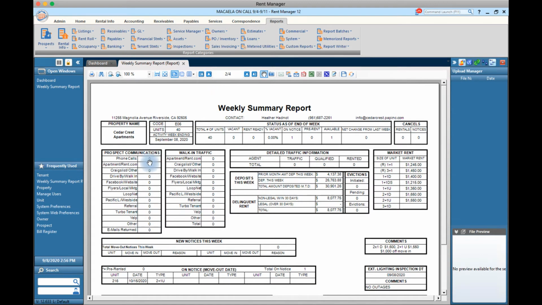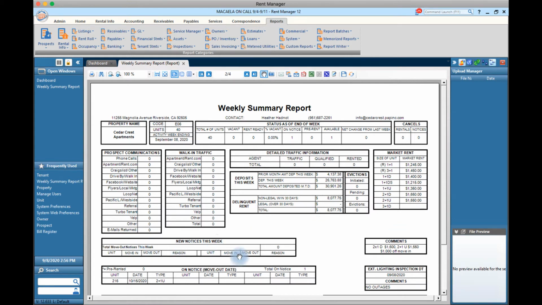So we have prospect communications right here and walk-in traffic right here. When you add those prospects in and you notate whether you found them on Craigslist or whether they were just a walk-in, all of that will be displayed in here. We also have market rent for this property. So with a renovated 1+1, a normal 1+1, we'll have that market rent for the units.